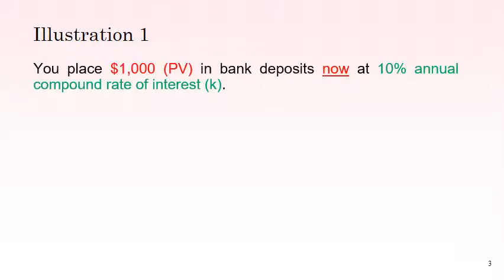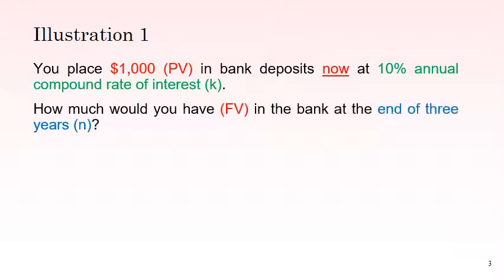Illustration 1. You place $1,000 in a bank deposit now at a 10% annual compound rate of interest. How much would you have in the bank at the end of 3 years?